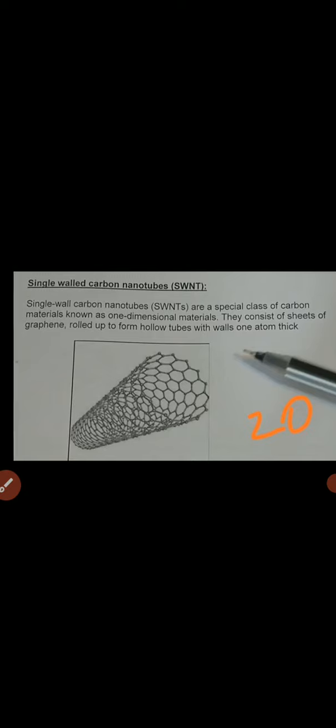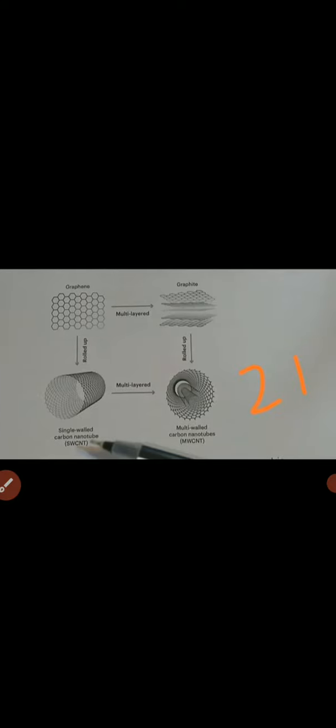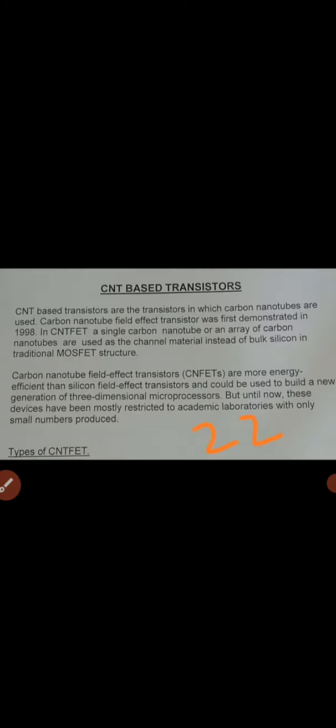See, this is single walled and this is a multi walled carbon nanotube. Here this is a graphite sheet. By folding this graphite sheet into a tube, we will get a single walled carbon nanotube. These are multi walled. So by using these tubes we can construct carbon nanotube based transistors.